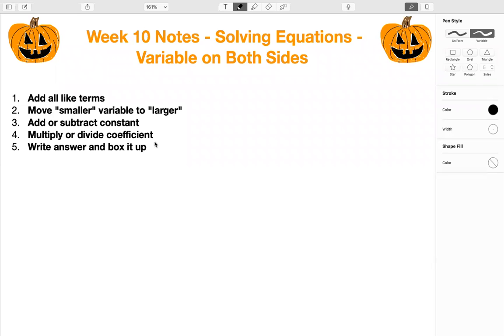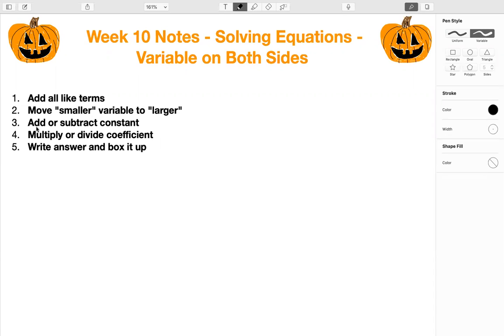All right, this is week 10 notes. We are going to be now solving equations with the variable on both sides of the equal sign. Okay, so the steps are the following. We are going to add all the like terms. We've done that before. Then we're going to move the smaller variable to the larger variable.